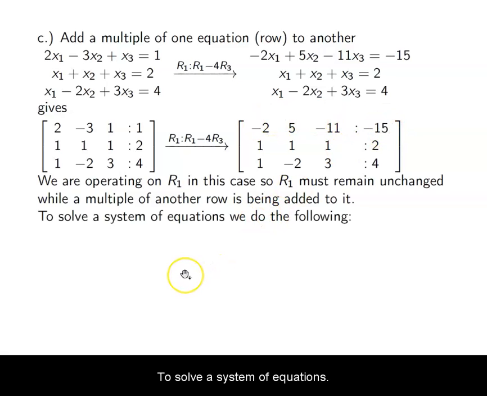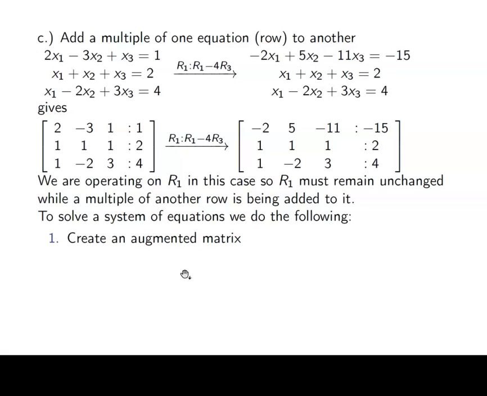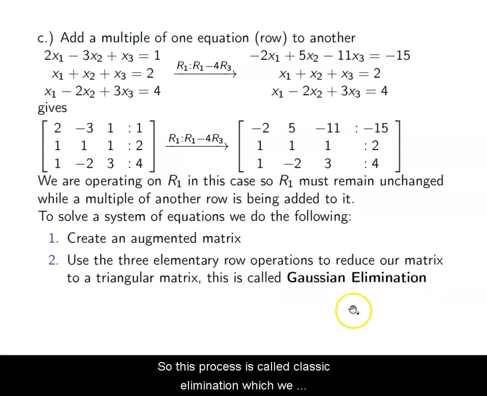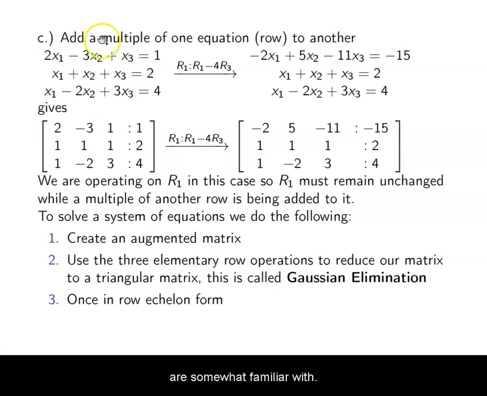To solve a system of equations, we take our system of equations and turn it into an augmented matrix. We use our 3 elementary row operations, the 3 we just went over: swapping rows, multiplying a row by a constant, and adding a multiple of one row to another. We do that until we can reduce it down to a triangular matrix. This process is called Gaussian elimination, which we are somewhat familiar with from working with just a system of equations.